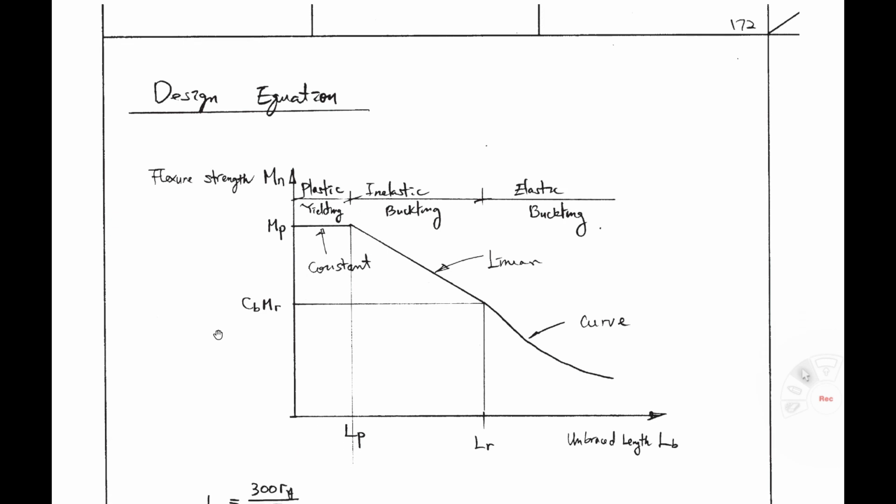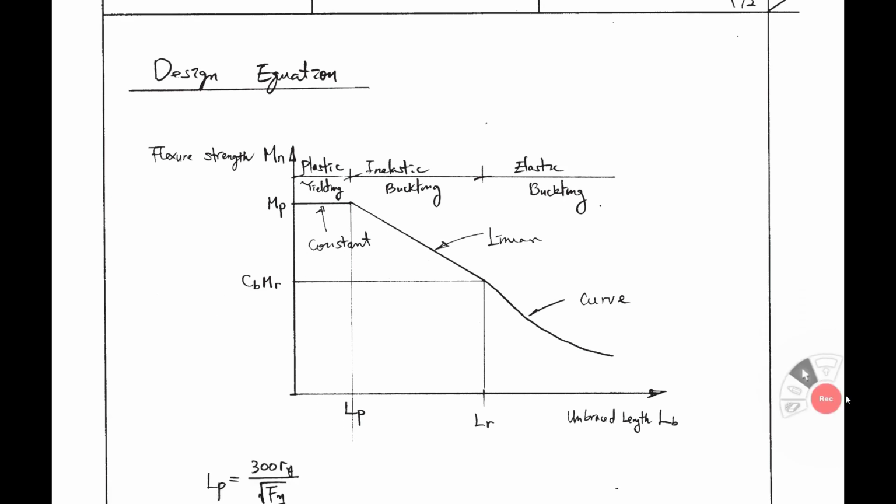And let's look at the design equation. The AISC LRFD standard provides some design equations. Vertical axis is flexural strength. That means lateral torsional buckling strength. Horizontal axis is unbraced length. This flexural strength is divided into 3 ranges: plastic yielding, inelastic buckling, elastic buckling. If your unbraced length is less than LP, the beam fails by plastic yielding. Unbraced length somewhere here is the inelastic buckling case. This range is the elastic buckling case.